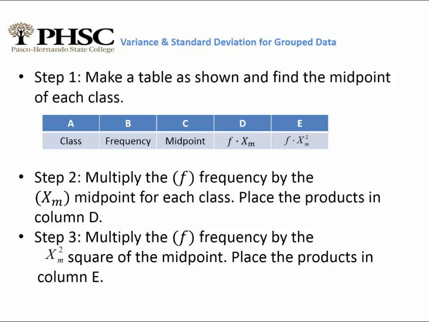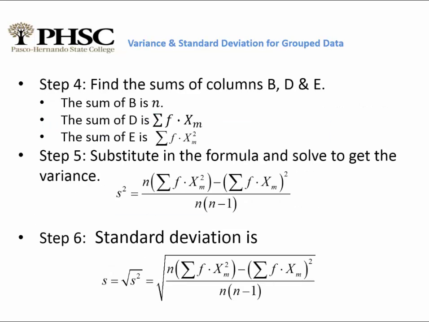Step 2 is multiply the frequency by the midpoint. We're going to place that in column D. The next thing is we're going to multiply the frequency by the square of the midpoint. I'm going to place that in column E. And then step 4 is we're going to find the sums of columns B, D, and E. So B is N, the sum of D is the summation of the product of f and the midpoint, and E is the summation of the product of the frequency times the midpoint squared.